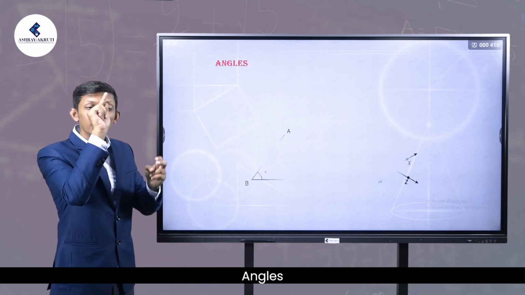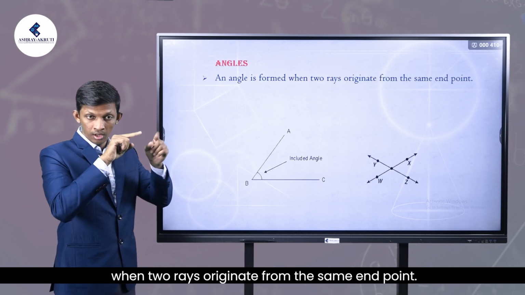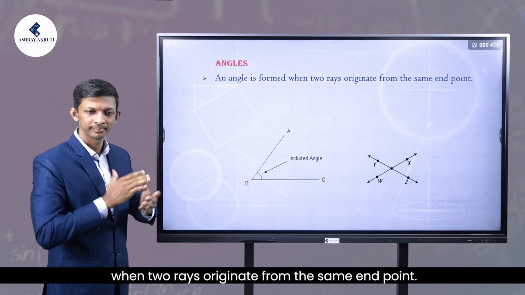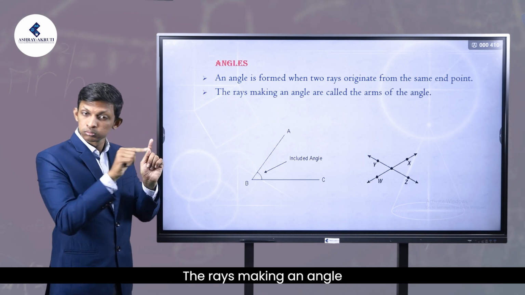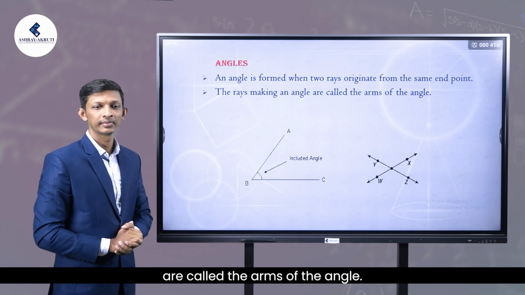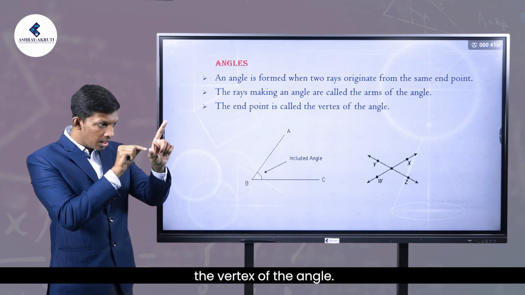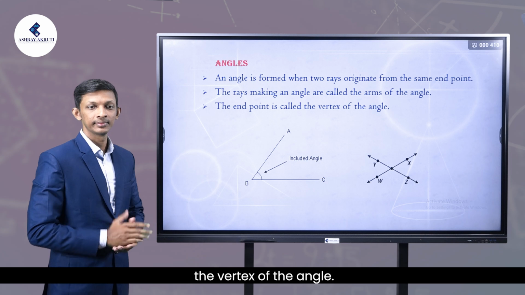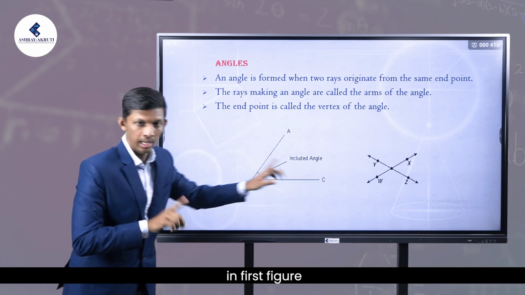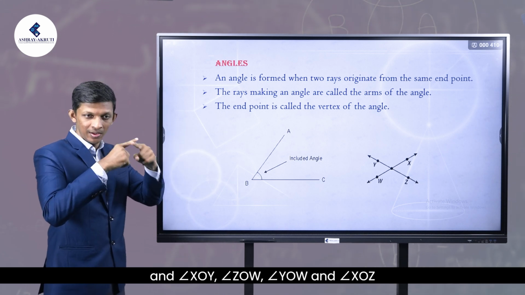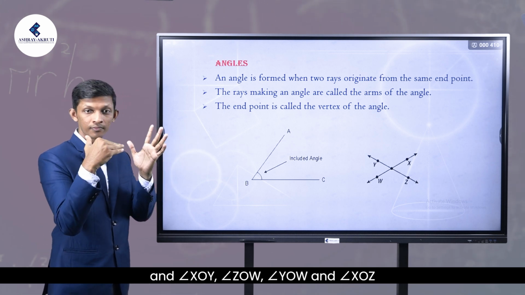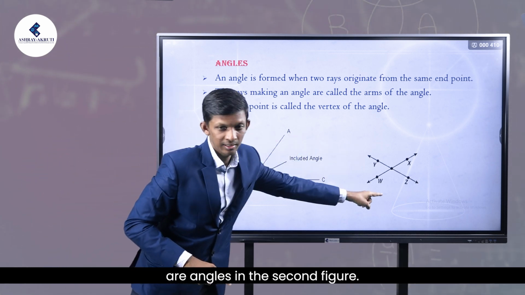Angles. An angle is formed when two rays originate from the same endpoint. The rays making an angle are called the arms of the angle. The endpoint is called the vertex of the angle. We write the angle as angle ABC in the first figure, and angle XOY, angle ZOW, angle YOW and angle XOZ are angles in the second figure.